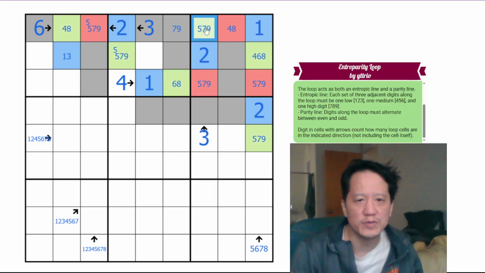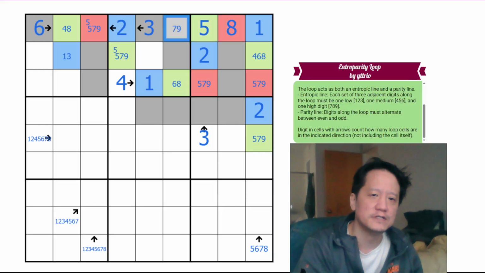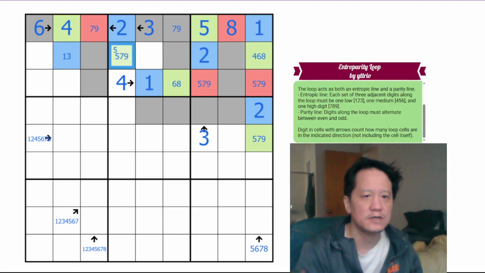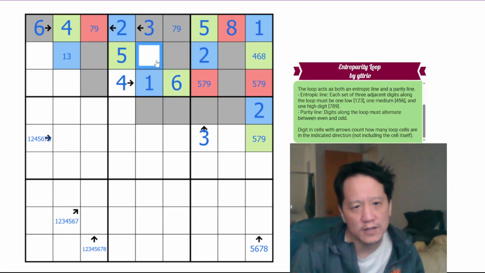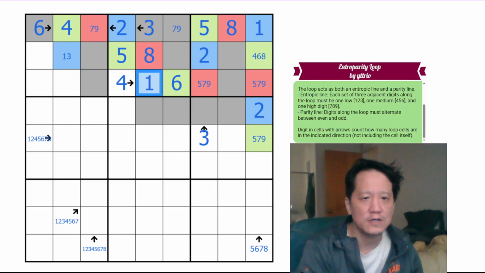So then this must be a 5 here. This is 5. This is high and is 8, which makes this 4. This cannot be 5. It's 7 or 9, which makes this 5 here. This is middle as a 6. And this cannot be part of the loop because this must be high next. So this is high and is 8. That leaves us a 7 9 pair in box 2.